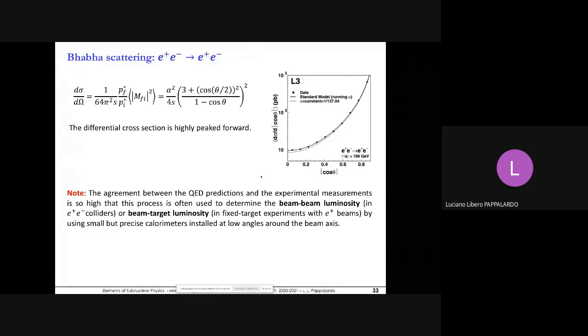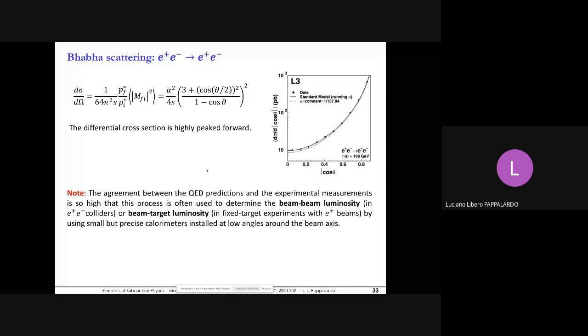Okay, so for instance, in a fixed target experiment, suppose you have a target of hydrogen, whatever. Suppose we have a positron beam. Okay, let's consider the case of a positron beam on a hydrogen target. So you study the scattering of your positron from the beam and one of the atomic electrons in your target. So you have an e+ e- scattering. You know precisely how to calculate the cross-section, okay? And so by measuring this cross-section and comparing with the prediction, you get a very precise estimate of the luminosity of your collisions. And similarly, of course, you can take an e+ e- collider. Okay, in this case, you consider the e+ and e- from the two colliding beams.